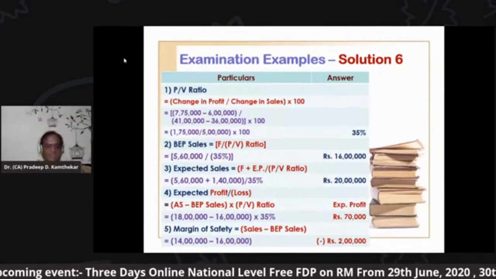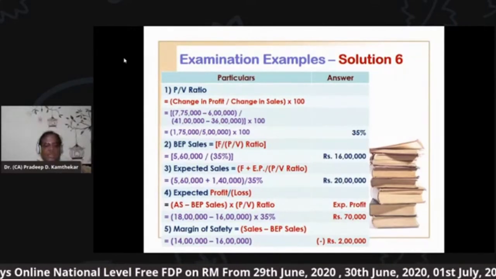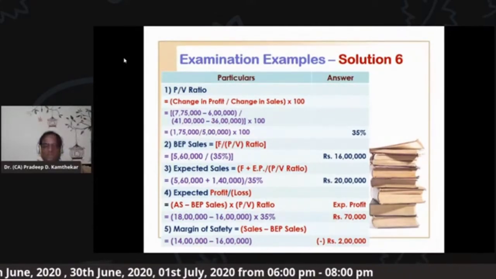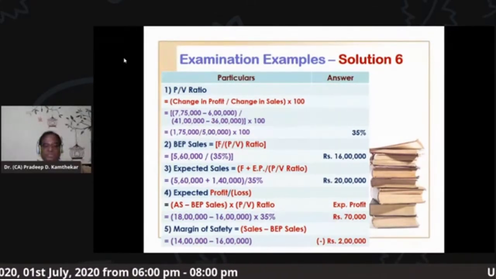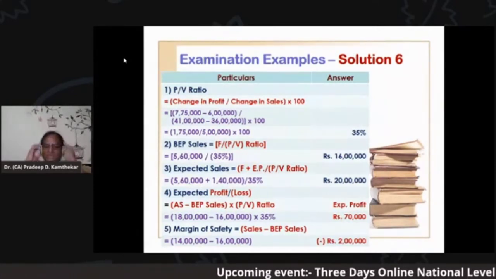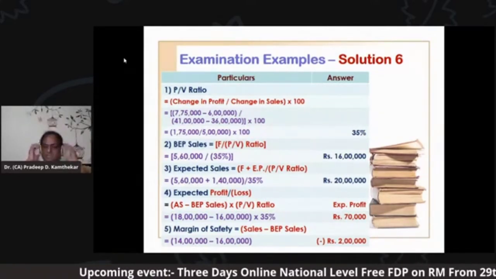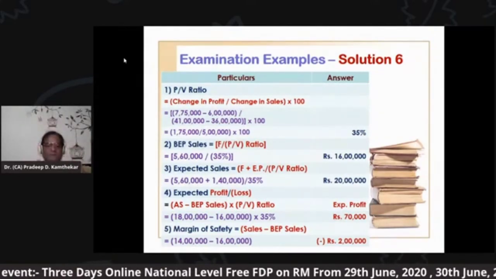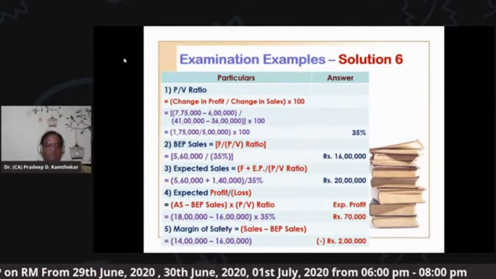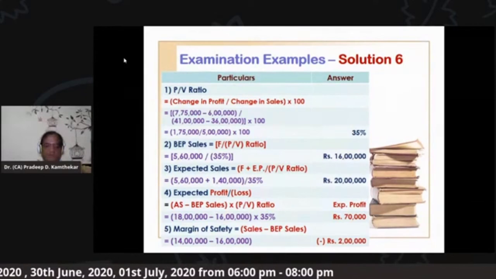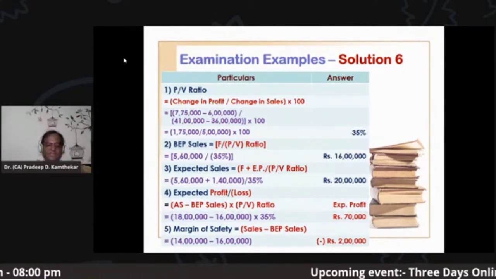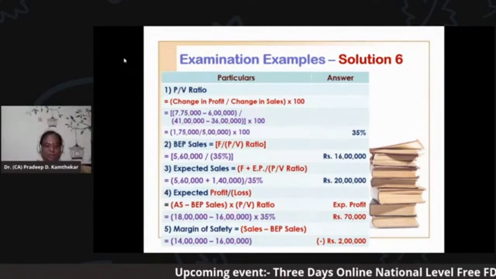Now break-even sales, fixed cost 5 lakh 60,000 divided by 35% PV ratio. So our break-even point sales is 16 lakhs, where the business is having no profit, no loss situation. Expected sales, when the business is expecting a profit of 1 lakh 40,000. So fixed cost is 5 lakh 60,000, then expected profit is 1 lakh 40,000. And when that total 7 lakhs you divide by 35% PV ratio, you get 20 lakhs rupees of expected sales, at which the business will have 1 lakh 40,000 as profit.